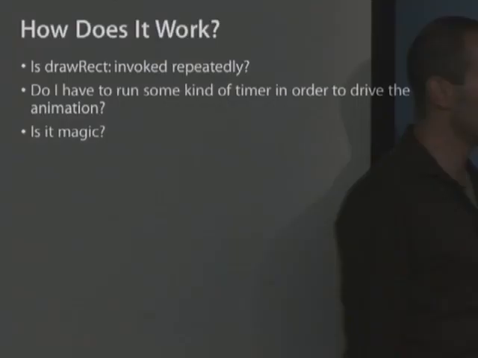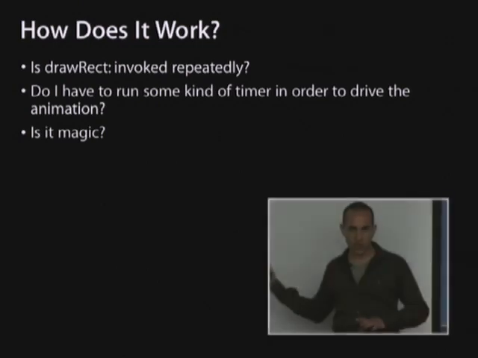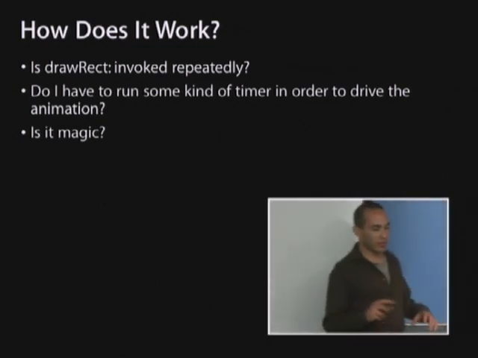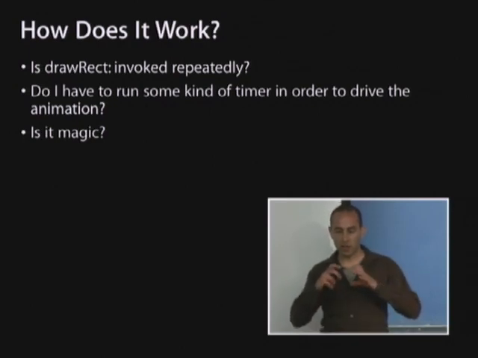So how does this work? Is drawRect repeatedly called? Do you have to draw for every frame of the animation? And the answer is no. Under the hood, there's something called layers, which we're going to just touch upon really briefly. But basically, they're bitmaps of what you last drew. And when you tell it to move position or to scale, it actually just takes that bitmap and moves it for you. So you don't have to redraw.